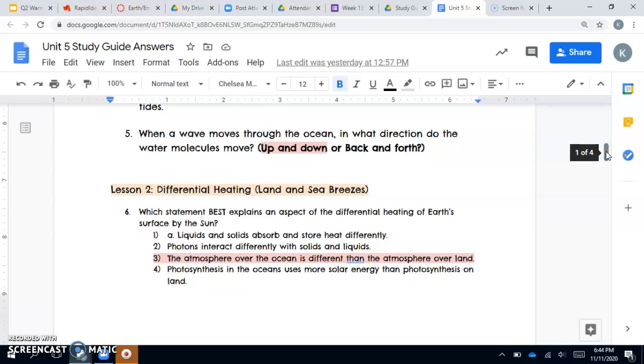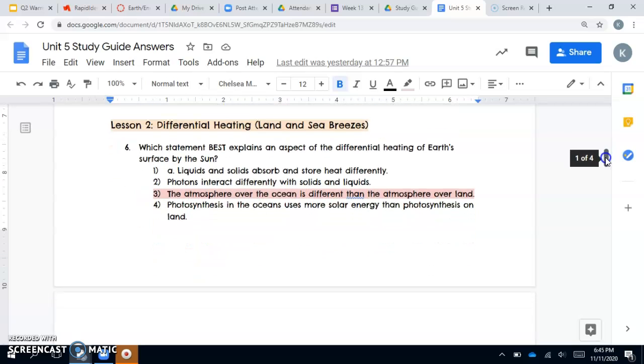Question 5 says, when a wave moves through the ocean, in what direction do the water molecules move? They go up and down. Unless they are a breaker and that crest is able to outrun the trough of the wave, then it will move back and forth. But if we're talking just about a wave moving through the ocean, the movement of those water molecules will be up and down.